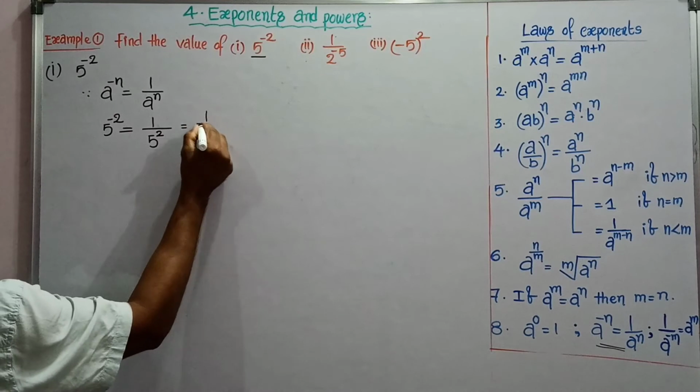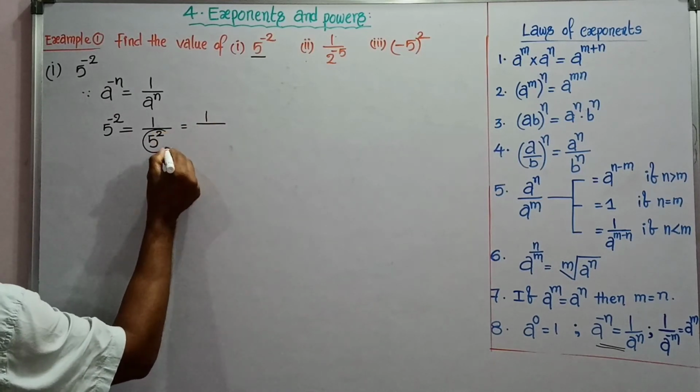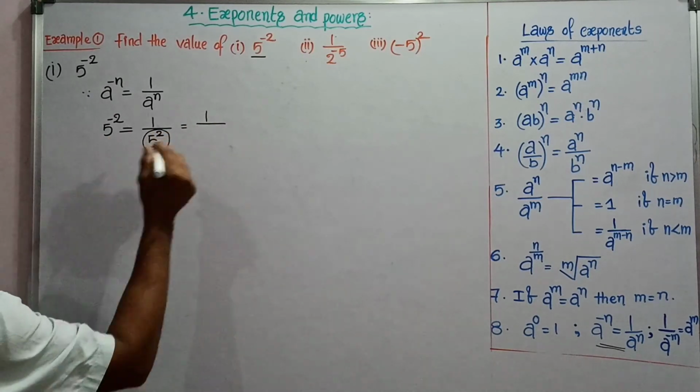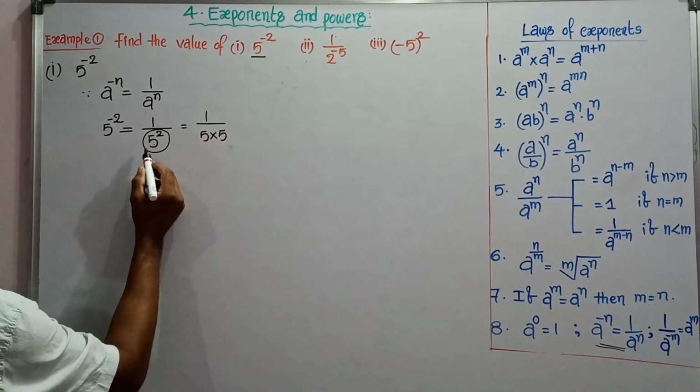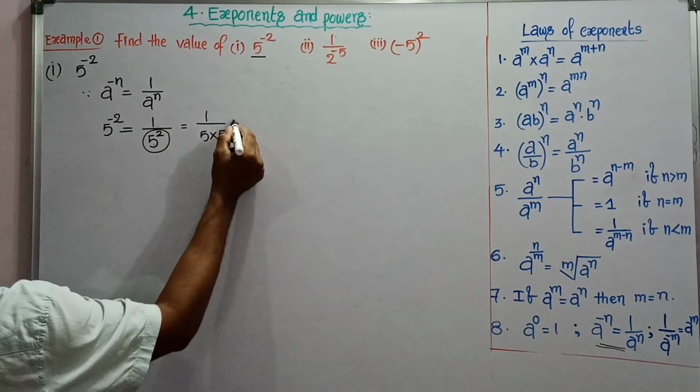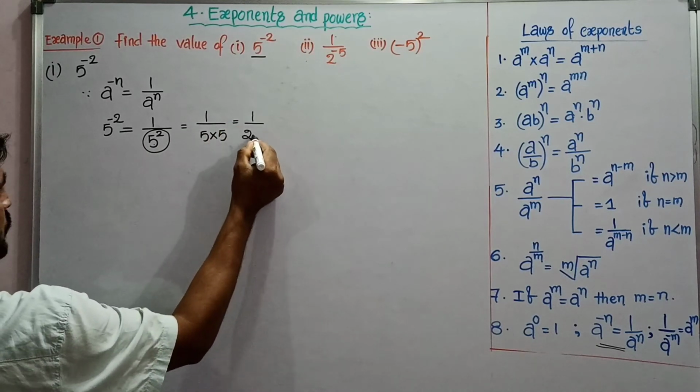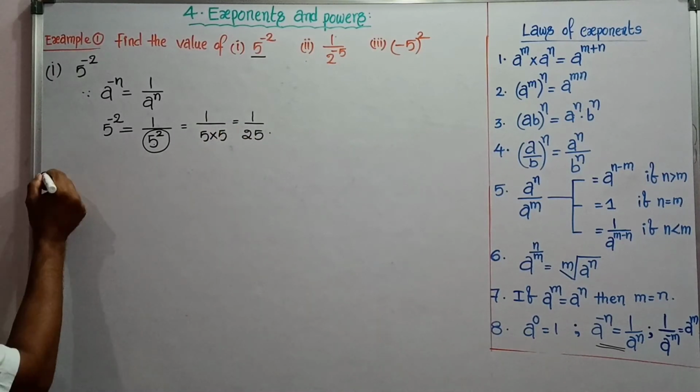That equal to, in the denominator, 5 is raised to the power 2. By the definition of exponents, 5 occurs 2 times in the product. 1 by 5 5s are 25. Okay. Second one.